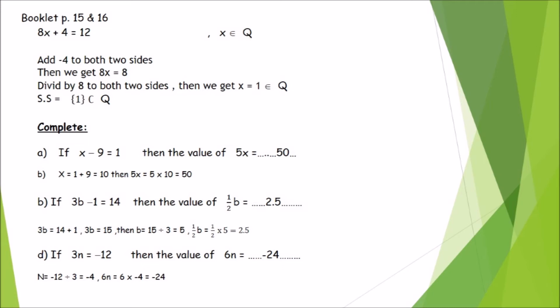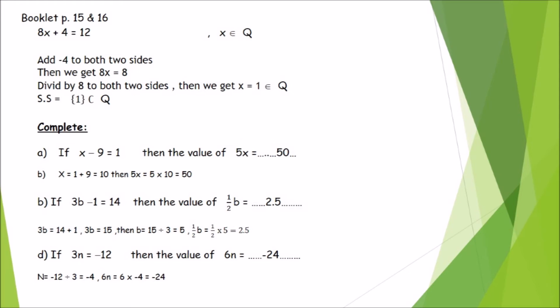Now we have another example on page 16 in your booklet. Complete: if x minus 9 equals 1, then the value of 5x equals. So I have to get x first. So x equals 1 plus 9. So x equals 10. 5x means 5 multiplied by 10 equals 50.